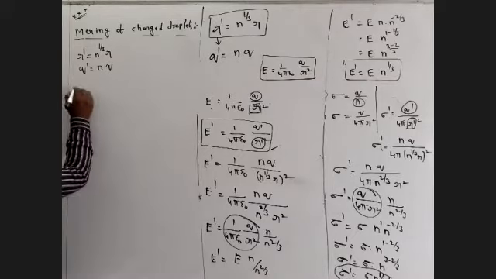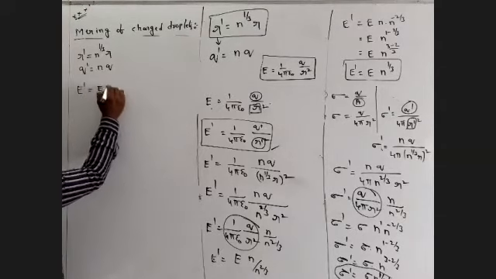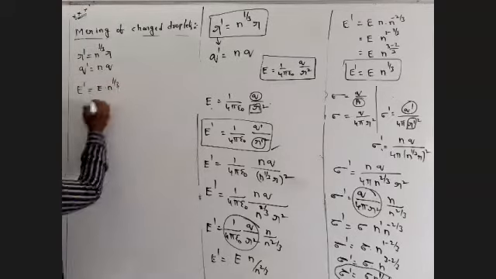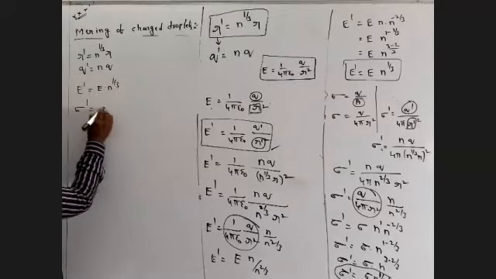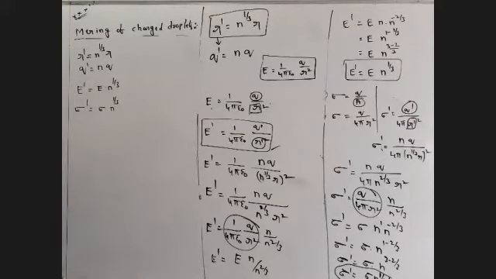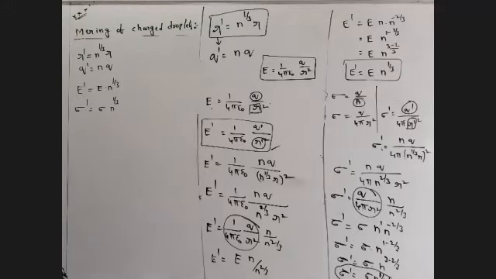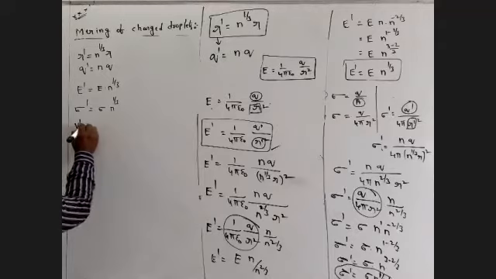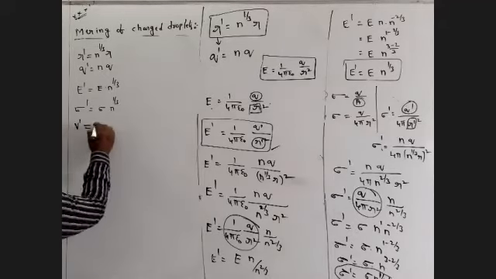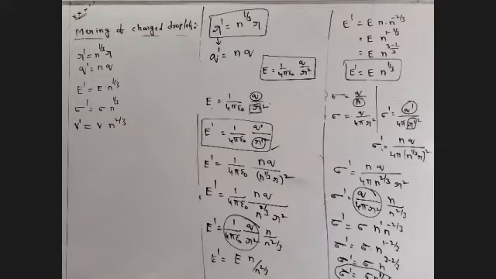Next, E dash is equal to E into n power of 1 by third. Next, sigma dash is equal to sigma n power of 1 by third. Next, V dash is equal to V into n power of 2 by third. This is our formula.